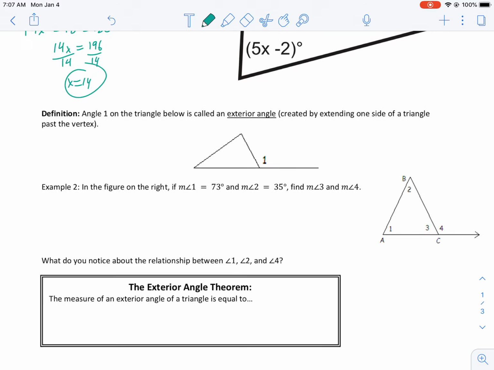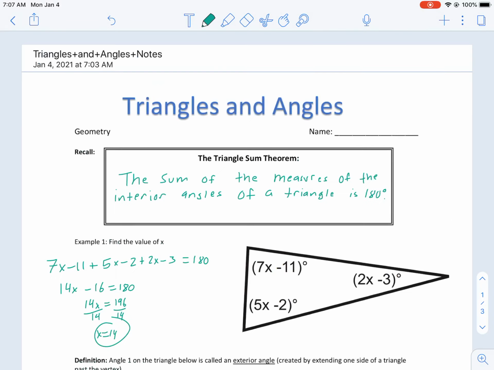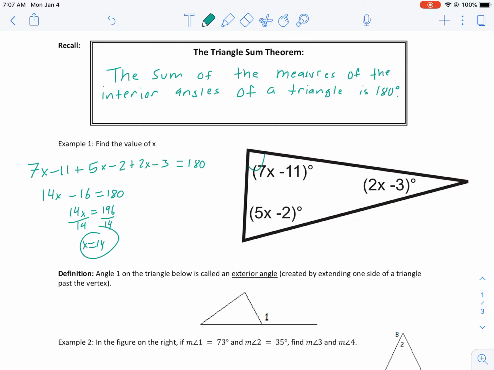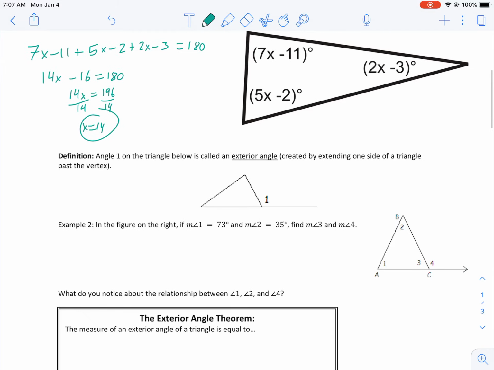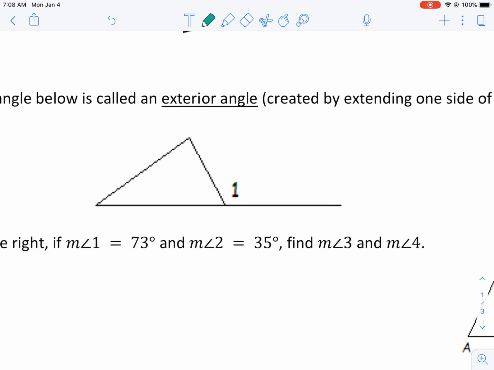So the other thing that we're going to talk about today, and this one is a little bit new, all right, is the concept of an exterior angle. So we talked about an interior angle up here, all right? The interior angles are obviously on the inside of the triangle. An exterior angle is on the outside of a triangle. So the way that an exterior angle is created is if you extend just one of the sides out straight, that new angle is called an exterior angle.